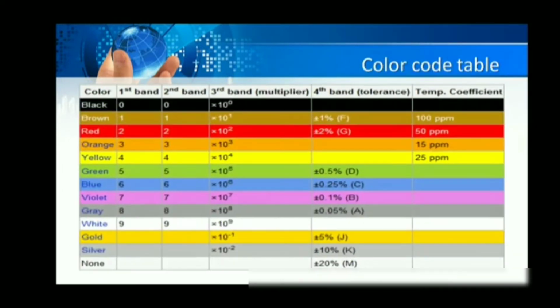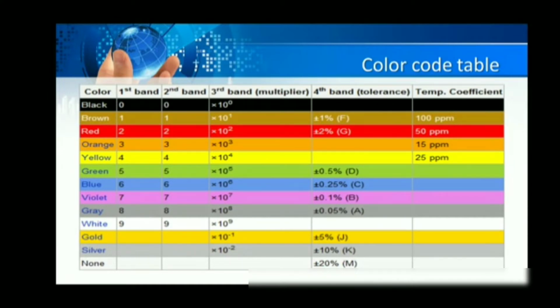This is the color code table. The colors available are black, brown, red, orange, yellow, green, blue, violet, gray, white. These are the colors available in our resistor. The last two, gold and silver, are the tolerance values. This is the fourth band. We assume that if the first band is brown, the value is 1. The second band is orange, the value is 3. If the third band is violet, the multiplication factor is 10 power 7.